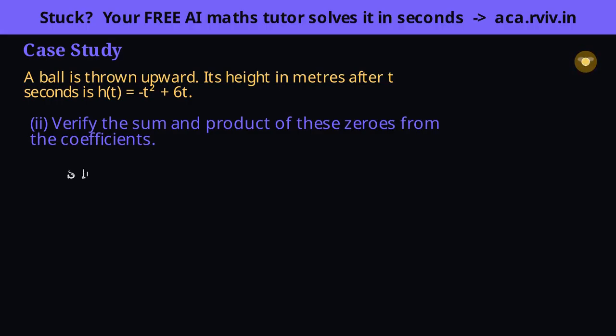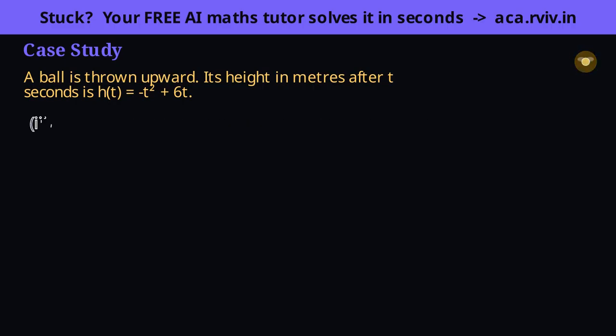From the coefficients, sum is minus b over a, which is minus 6 over minus 1, equal to 6, and 0 plus 6 really is 6. Product is c over a, and with no constant term c is 0, so the product is 0, matching 0 times 6. The relations hold even here.